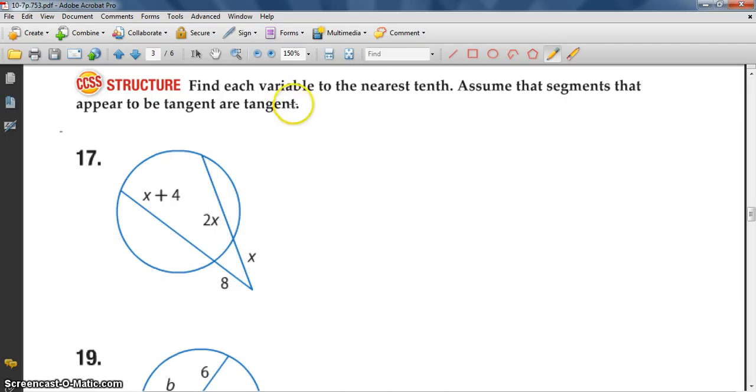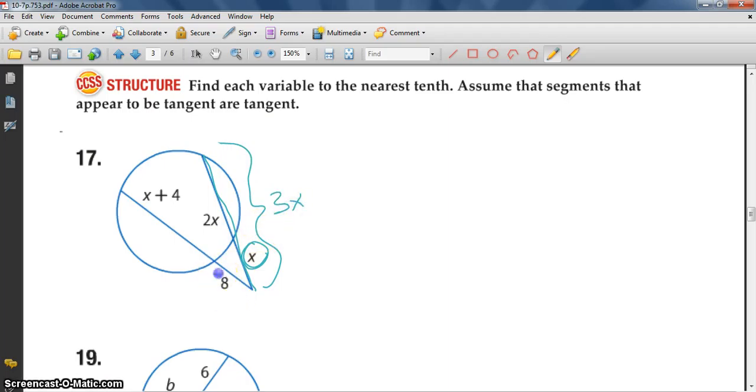Number 17, find each variable to the nearest tenth. Assume that segments that appear to be tangent are tangent. Number 17, two secants intersecting outside of the circle. I want to take the outer part of this secant times the entire length of the secant. Now, the entire length would be x plus 2x, or 3x.